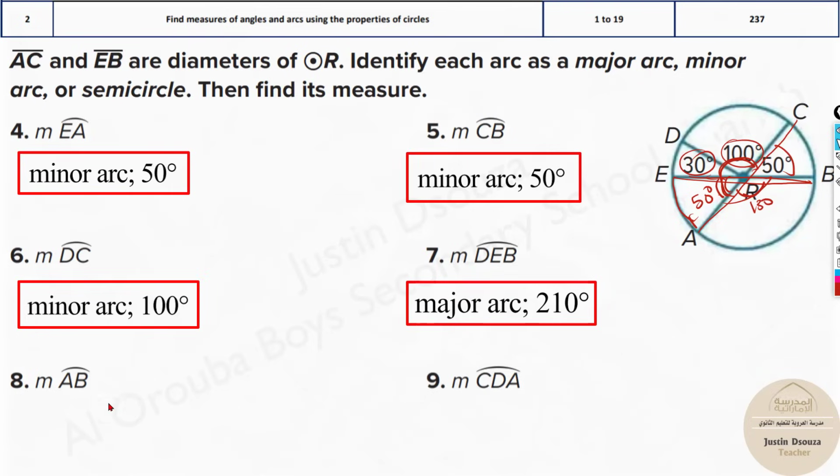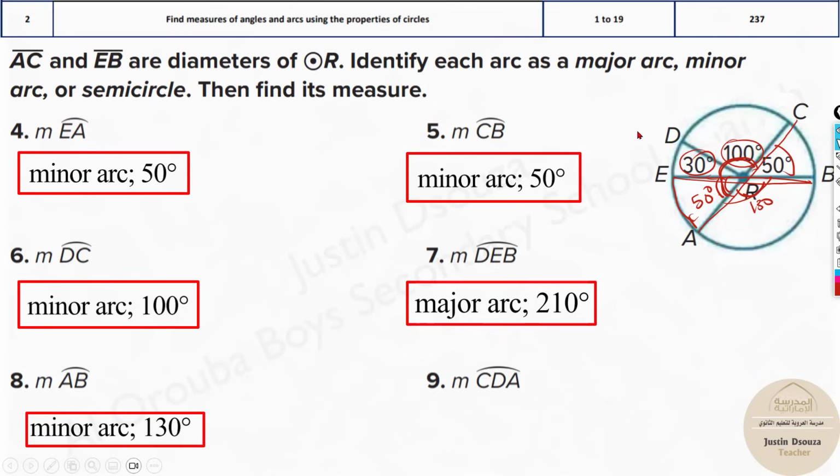What about AB? See, now don't consider AB from the outer side. If they tell you DEB, then we have to go DEB, not directly DB. Now AB, the nearest distance is just this. Whereas if they tell you AD, you don't go like this, you go direct to it. Okay, so AB would be the shorter distance, so it is a minor arc itself, 130.